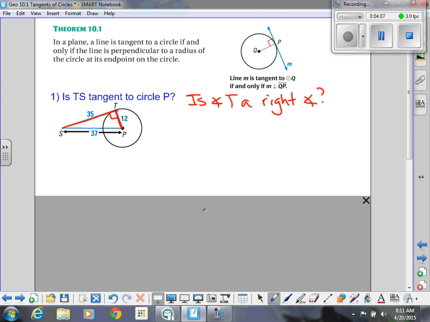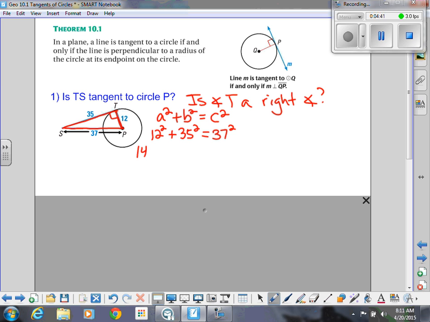So in order to do that, notice that this makes a triangle. They kind of gave us enough information to make a right triangle. So we need to see if that's a right triangle. We don't know for sure. So the first thing we need to do is use our Pythagorean theorem. Remember, a squared plus b squared equals c squared. And since we want the right angle to be at T, then 37 needs to be our C. So I need to put 37 over here for my C, and then the 12 and the 35 go in for A and B. So let's do that.